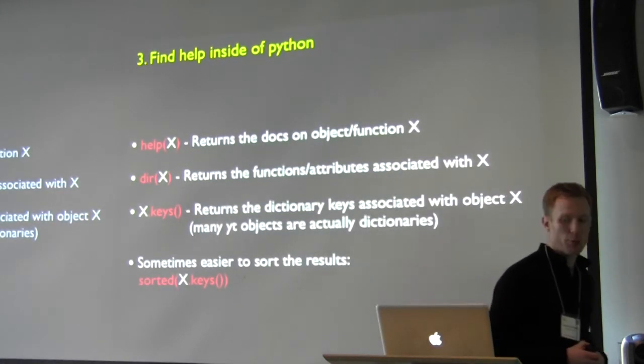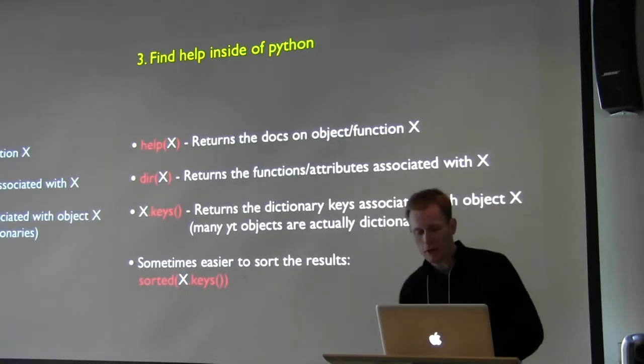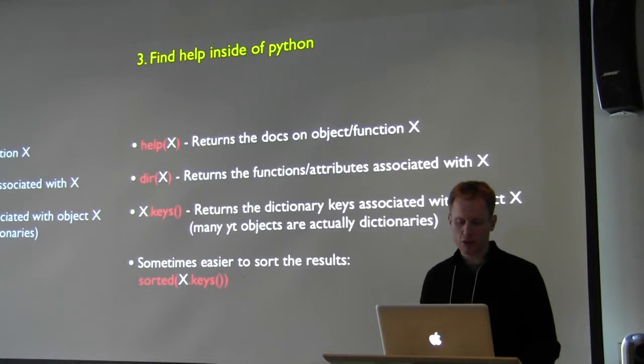Something that Britton brought up a couple of times are a couple of really handy commands in Python. These are just Python helpers. There's the help function, there's the dir function, and then there's this keys function which hangs off of different objects. It hangs off of dictionary objects. And for those of you who don't know what a dictionary is, it's essentially a table that links a key to an entry associated with that key. And it turns out that in YT we use keys and dictionaries very, very frequently, so it can oftentimes be very useful.